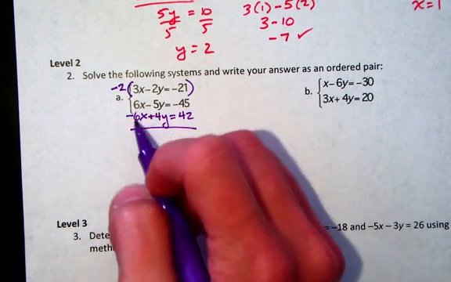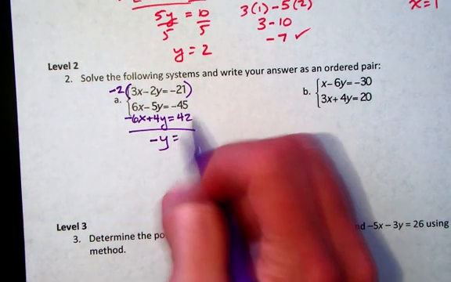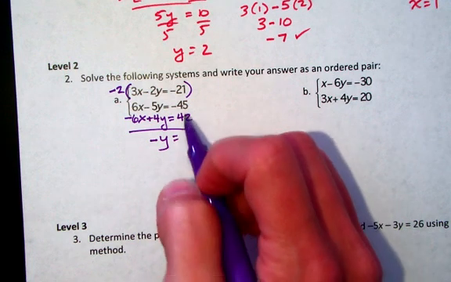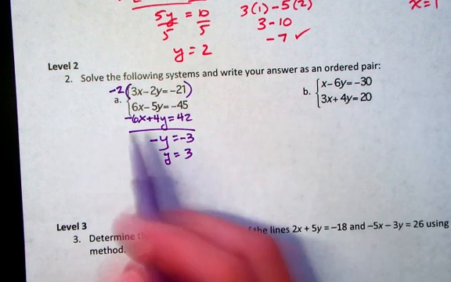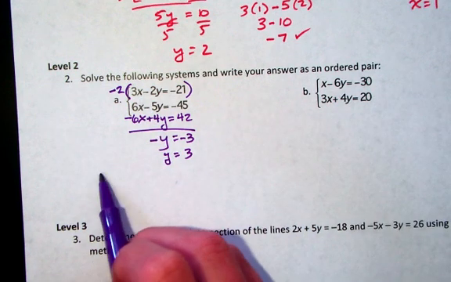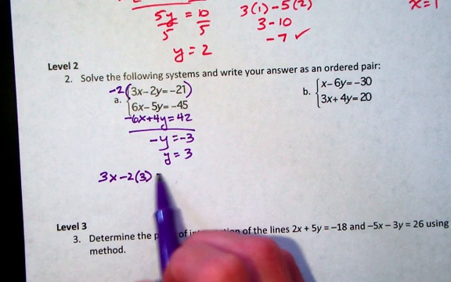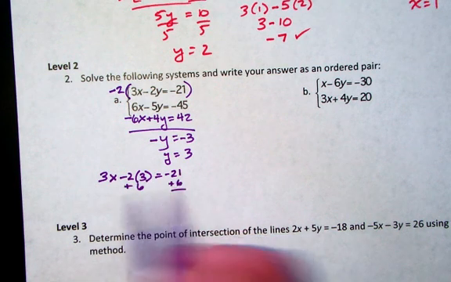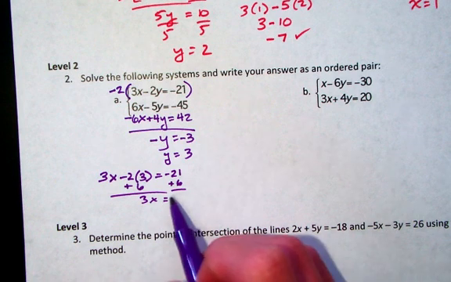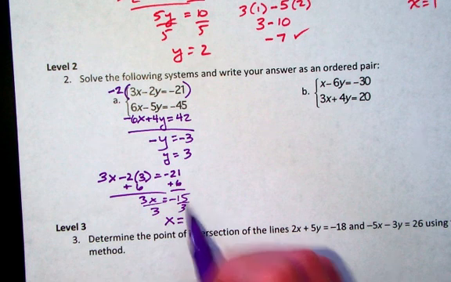Once we get this, we now have opposites. Negative 5y plus 4y is negative 1y. And then negative 45 plus a positive 42 is negative 3. So I get y equals 3. I'm going to use my first equation to solve for x. I get 3x minus 2 times 3 equals negative 21. I'm going to add 6 to both sides. So 3x equals negative 15. And then I'm going to divide by 3. So I get x equals negative 5.